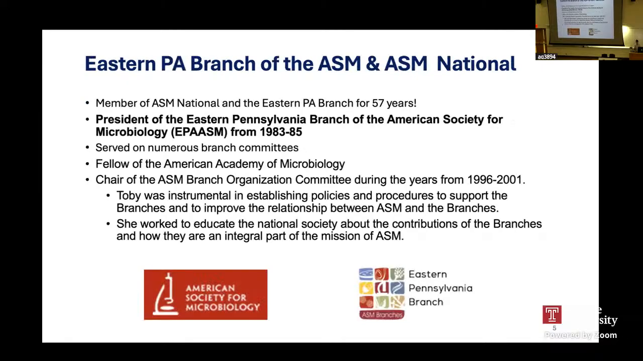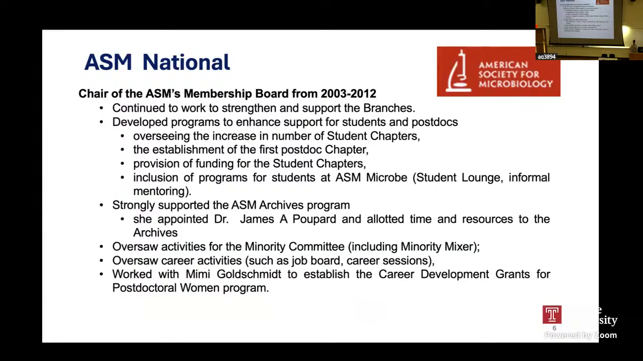She also contributed a lot to both National ASM as well as the branch. She was a member for 57 years. She was the president of this branch from 83 to 85, and she remained very active within the branch in various activities. She was a fellow of the American Academy of Microbiology, as well as the chair for the branch organization committee that really helped institute a lot of policies that support the branch. She was also the chair of the membership board in 2003 to 2012. Again, she helped support the branch as well as supporting students and postdocs.